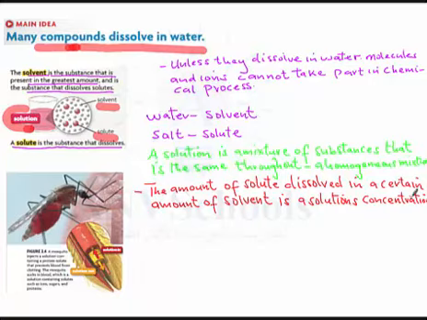So in this case, the amount of salt that is dissolved into the solvent, which is the water, is what we are referring to as the concentration of the solution. The more the salt or the solute, the higher the concentration. The more the solute, the higher the concentration, and the reverse is true.